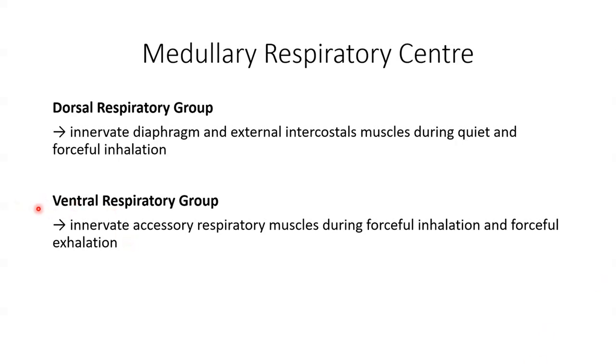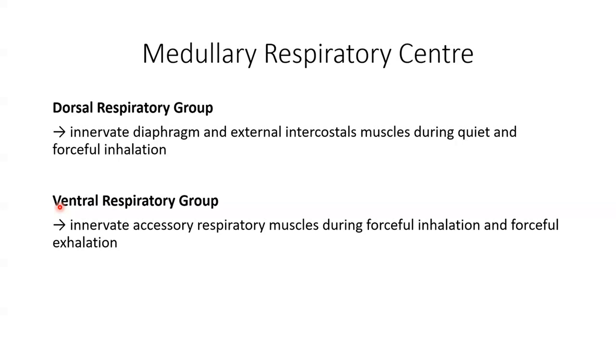The ventral respiratory group becomes activated when we have forceful breathing. So this is like when we're exercising, or maybe you're playing some kind of instrument that you need to blow into. During forceful inhalation, so forceful breathing in, nerve impulses from the dorsal respiratory group not only stimulate the diaphragm and the external intercostals, they also stimulate this ventral respiratory group to stimulate our accessory inspiratory muscles. So this is our scalene muscles, our sternocleidomastoid muscles, and our pec minor muscles.